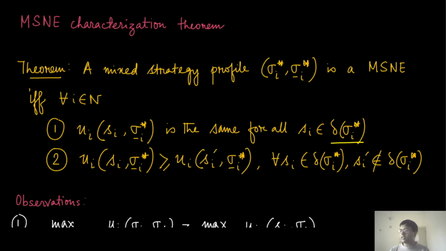The other condition is that if you pick a strategy s_i in the support and a strategy s_i prime which is outside the support, then this inequality should hold: the utility inside the support must be at least as much as the utility outside the support. If you think carefully about it, these things are quite obvious, as we'll see in the proof. But let us prove it formally. This result will be very useful to find an algorithm to find the MSNE.